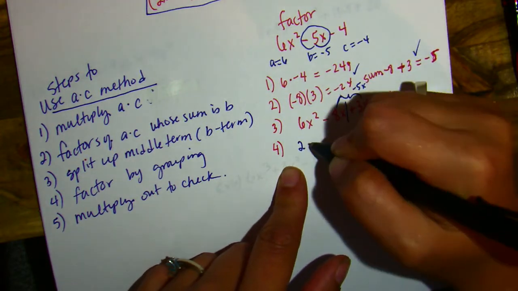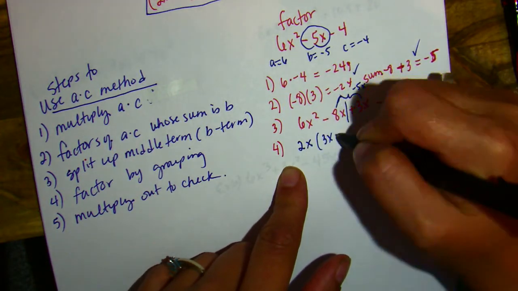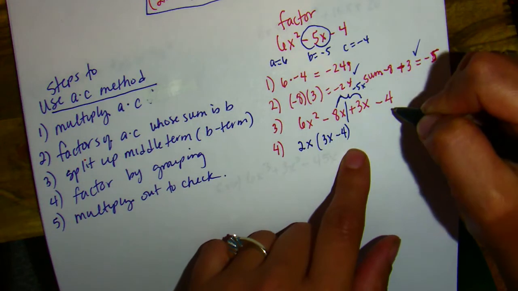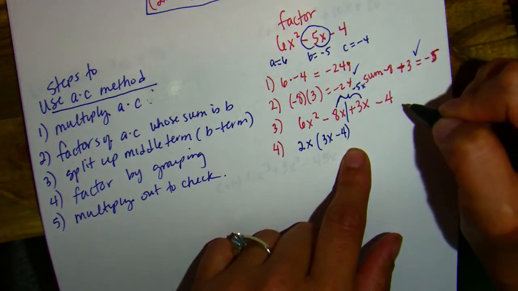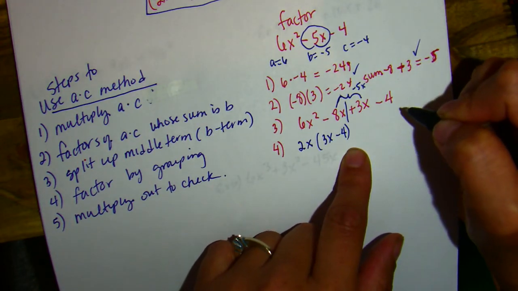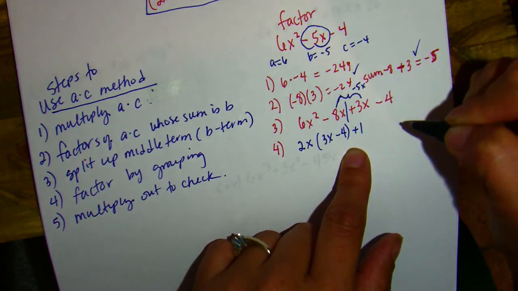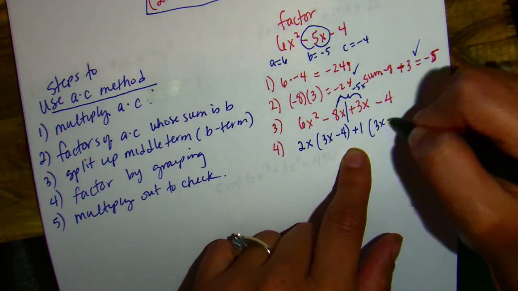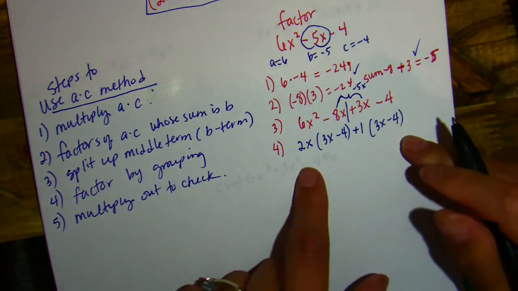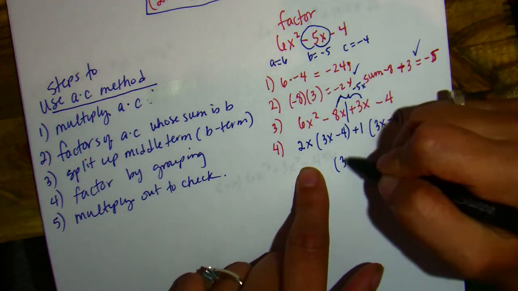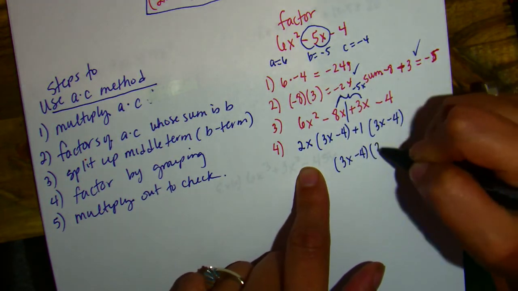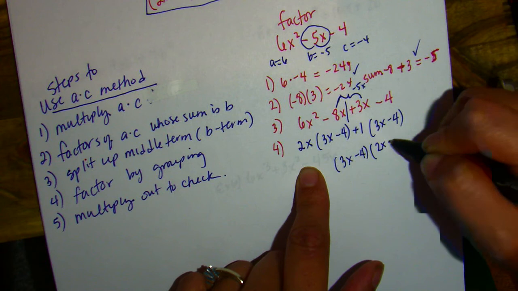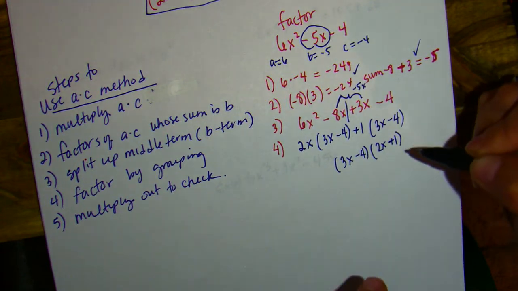My first two terms have a 2x in common, and that would give me 3x minus 4. My back half, I can already see the 3x minus 4, and if you remember from our factor by grouping video, whenever that happens, you are forced to factor out a 1, and we get 3x minus 4. So now we bring this together. What they have in common is 3x minus 4, and we have 2x plus 1. That is exactly what we got a minute ago.